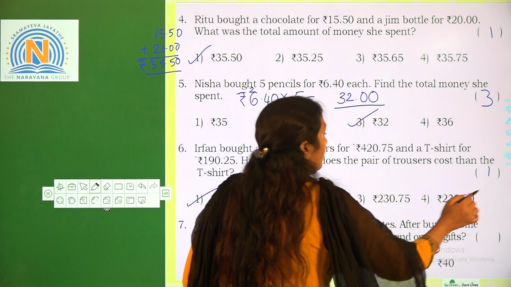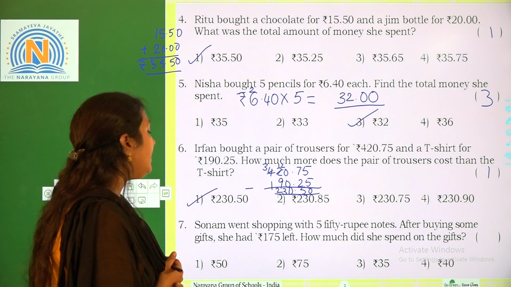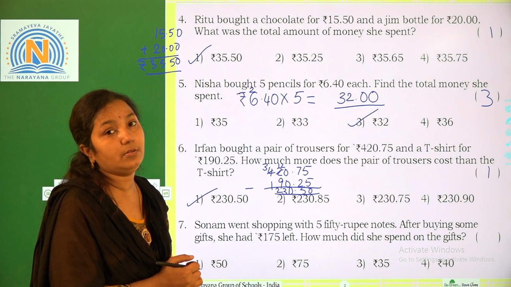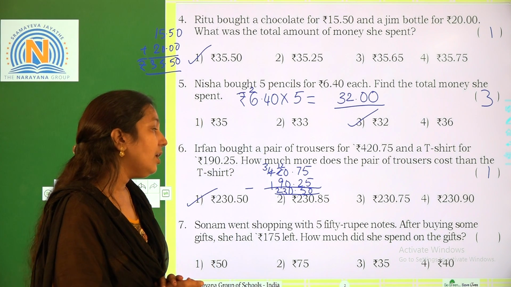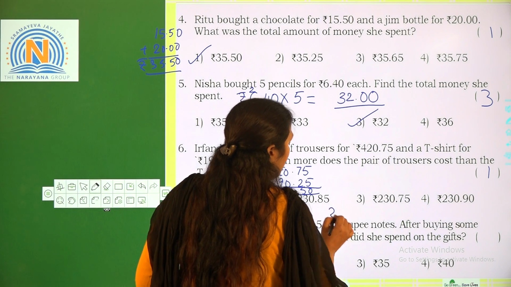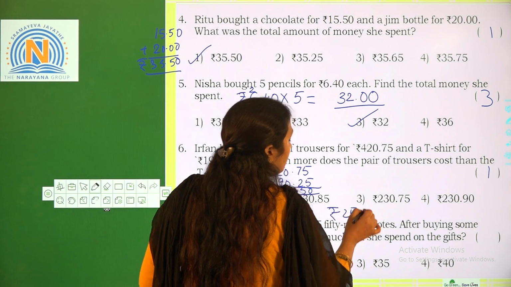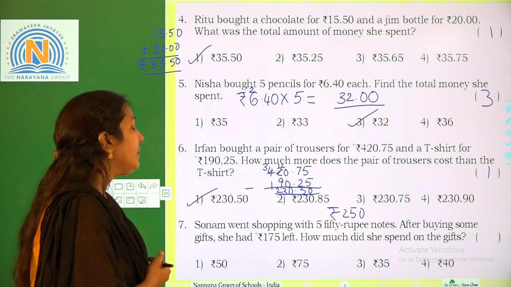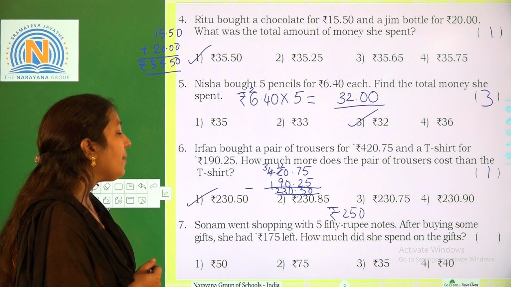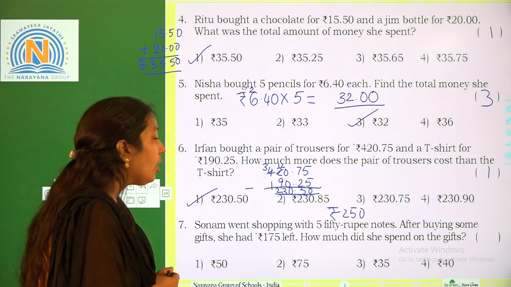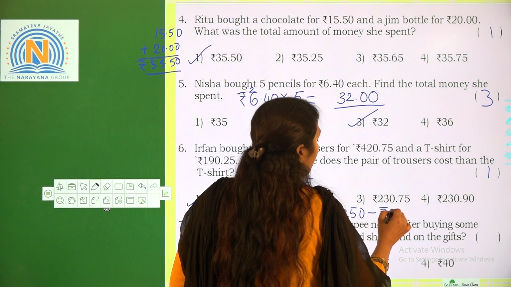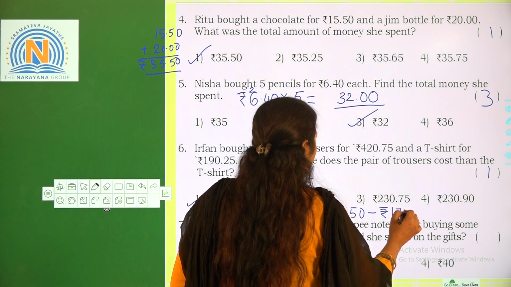Option 1. Next one. Sonam went shopping with a 550 rupee note. 550 is how much, children? 250 rupees. How much amount does she have? 250 rupees. After buying some gifts, she had 175 rupees left. How much money did she spend on the gifts? Means we have to subtract 250 minus 175.